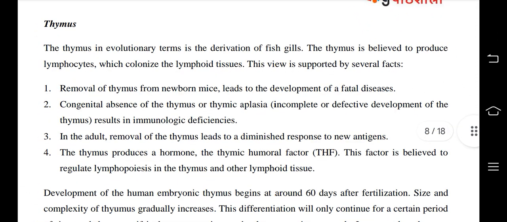Thymus. The thymus, in evolutionary terms, is the derivation of fish gills. The thymus is believed to produce lymphocytes which colonize the lymphoid tissue. This view is supported by several facts.